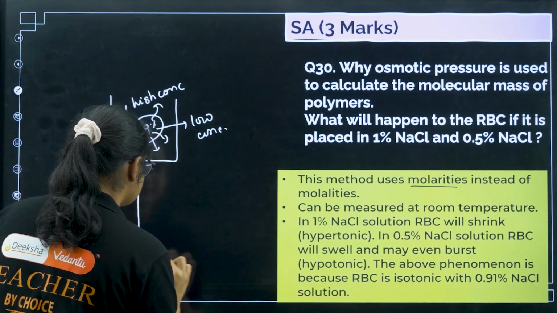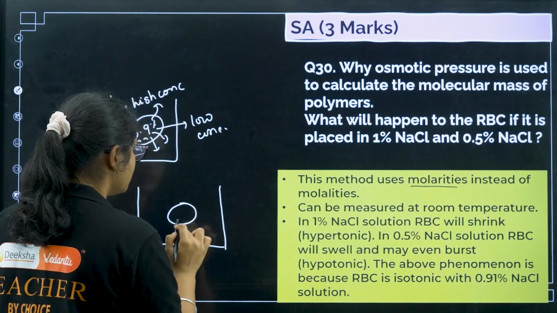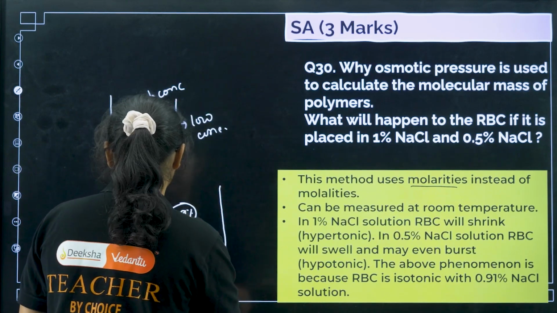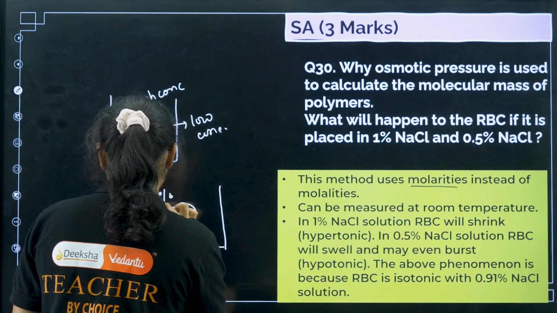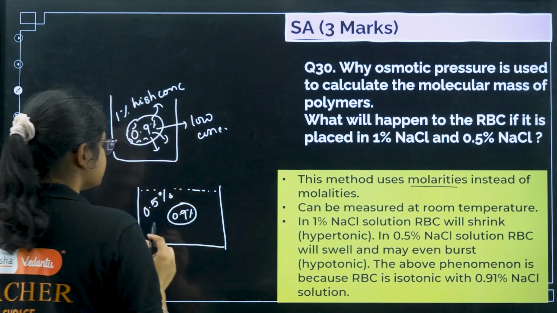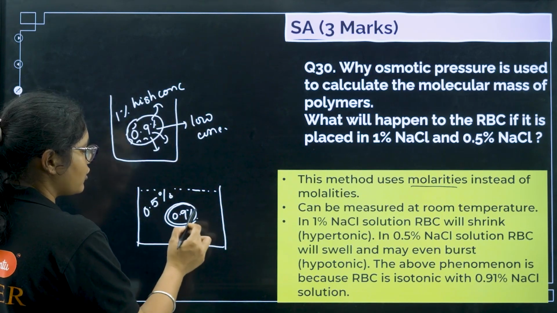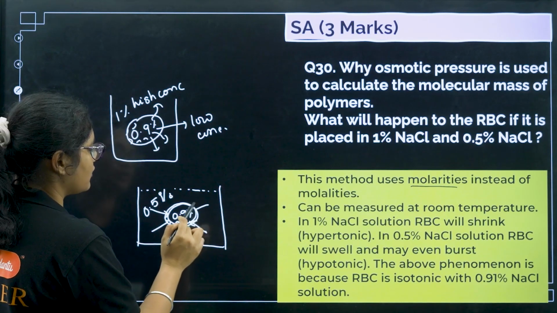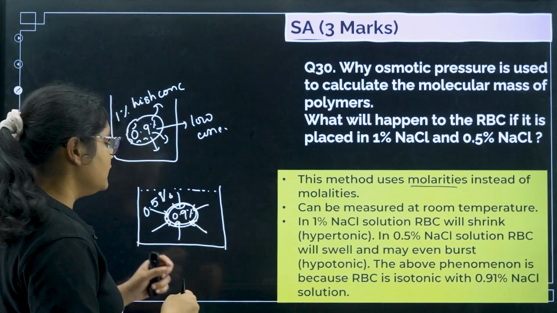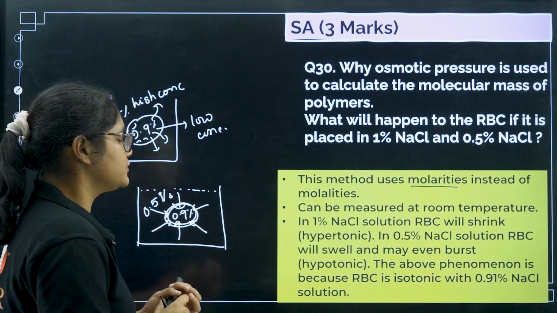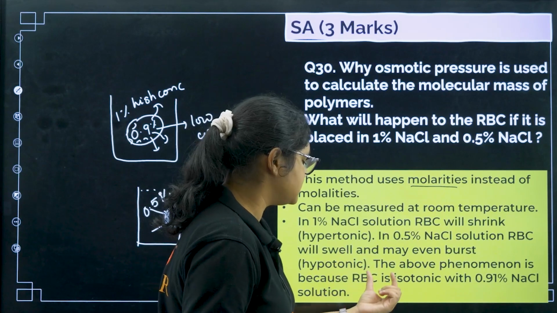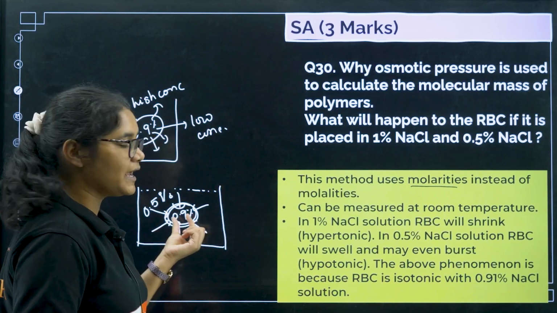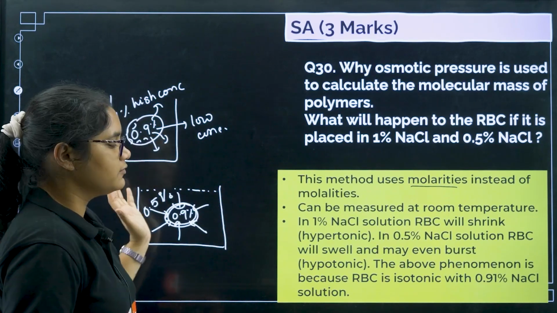Now the second case arises here: this is 0.9% and here we have 0.5%. Now 0.5% outside means this is more concentrated inside and this is less concentrated outside. So water will move inside. If water moves inside, then what will happen? It will swell. Okay, so that is why the above phenomenon is called, because RBC is isotonic with 0.9% NaCl solution; at 0.9% it is isotonic, with 0.5% water will flow inside.